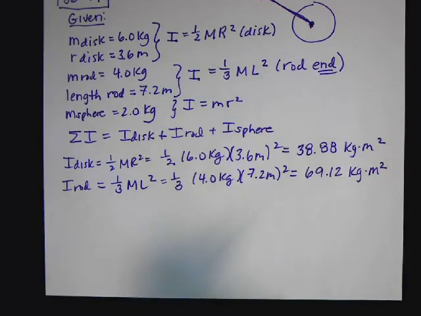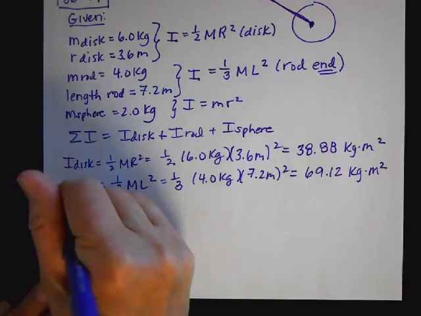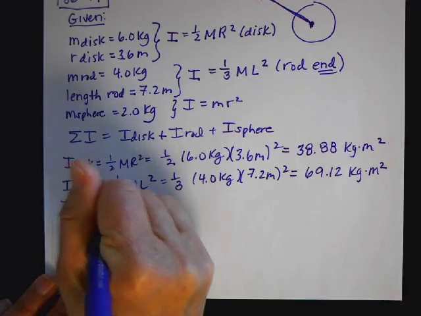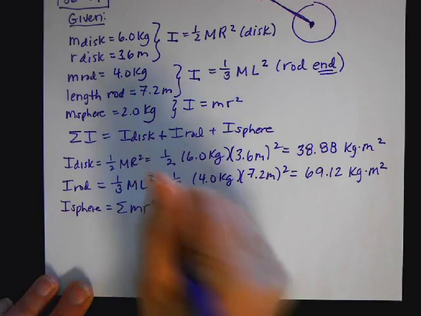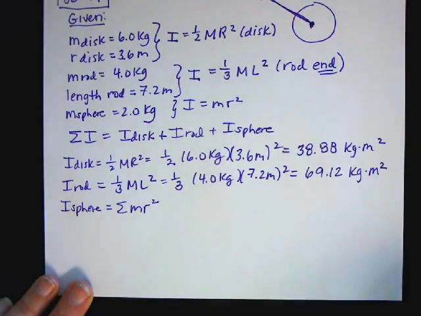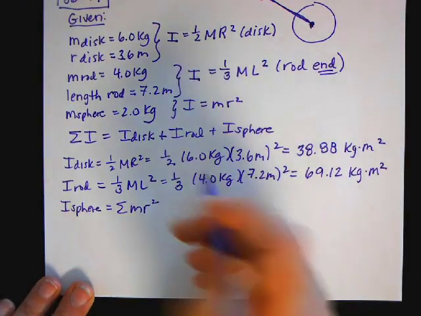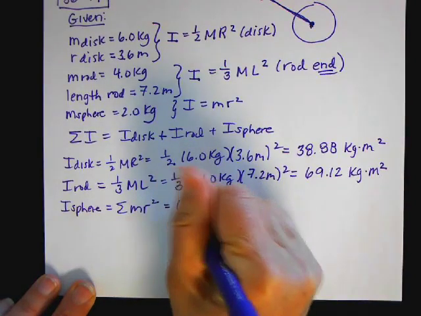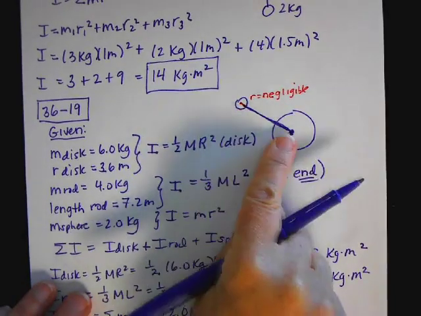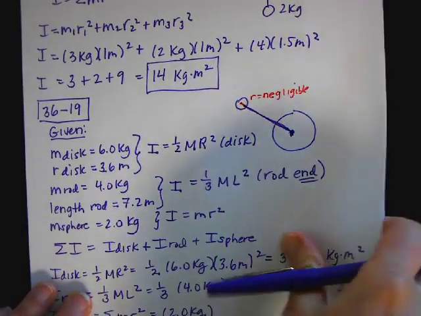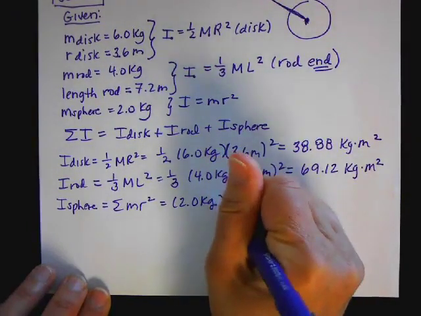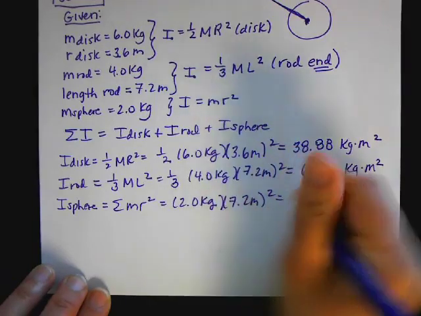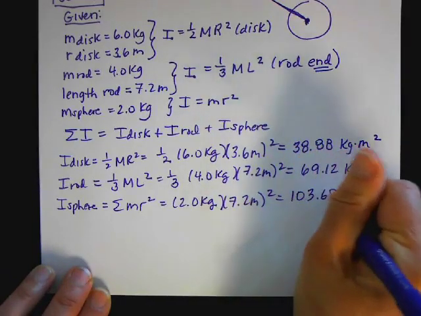And then the last thing we're going to do is the moment of inertia of the sphere. So we're taking the sphere as a point mass. We're not taking into consideration a sphere because, again, the radius of the actual sphere is negligible. So that's just mr squared. So it's 2 kilograms. Now remember, from the sphere to here is the length of the rod. So that's going to be my distance to the axis of rotation. So that's going to be 7.2 meters squared. So this comes out to be 103.68.